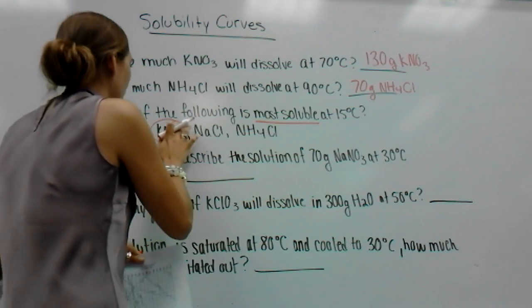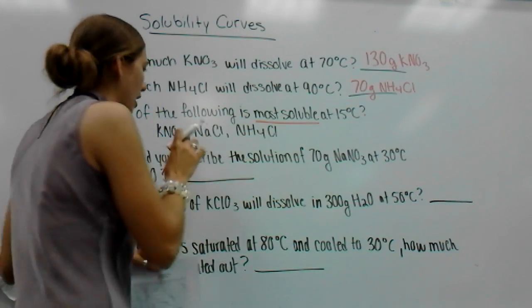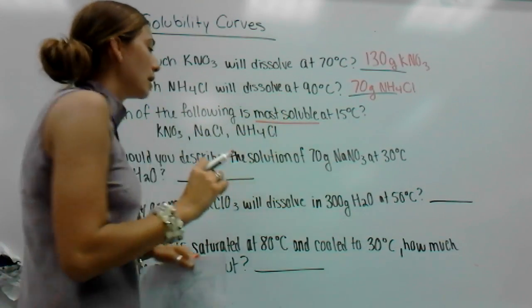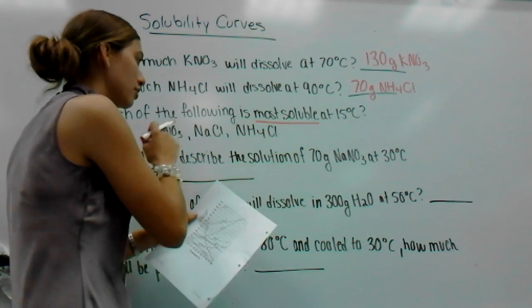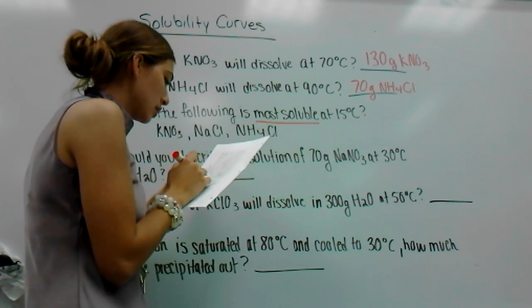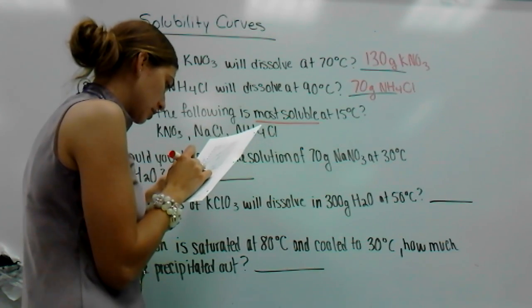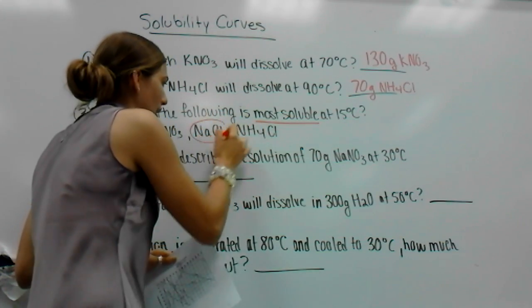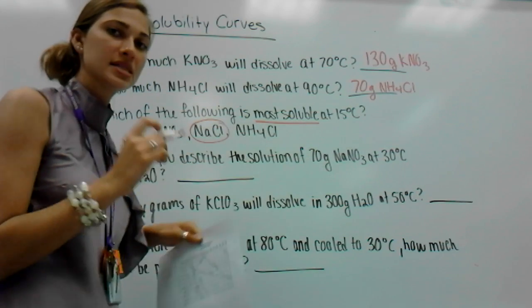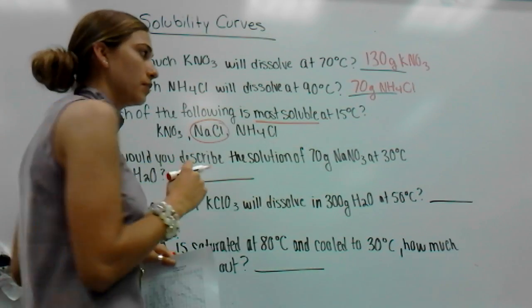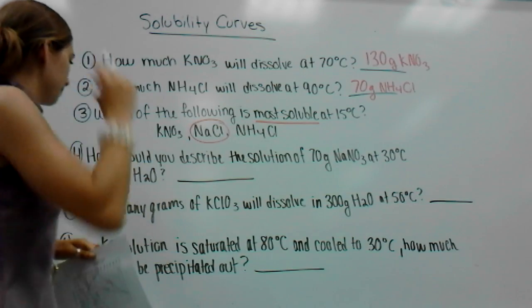I'm sorry, this is most soluble. I am confusing you and I apologize. Most soluble means that it's highest up. So KNO3 would be least soluble. So the most soluble one is going to be NaCl. At 15 degrees Celsius, NaCl has the most amount of solute that can be dissolved into the solution.